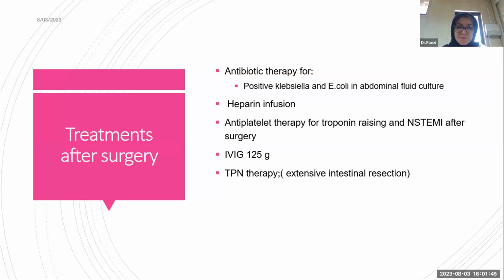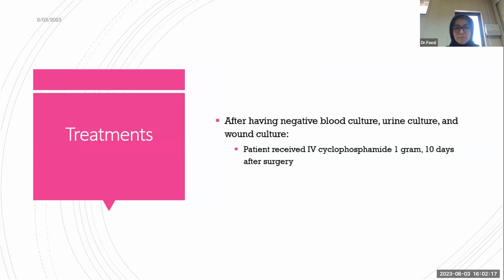Antibiotic therapy was started for her because of positive Klebsiella and E. coli in abdominal fluid culture. She received heparin infusion because of mesenteric ischemia, and also antiplatelet therapy because of troponin rising and the non-ST elevation MI, which happened after surgery. She received IVIG 125 grams because of disease activity while she had an infection. TPN therapy was started because of extensive intestinal resection. After having negative blood culture, urine culture, and bone culture, the patient received IV cyclophosphamide 1 gram 10 days after surgery.